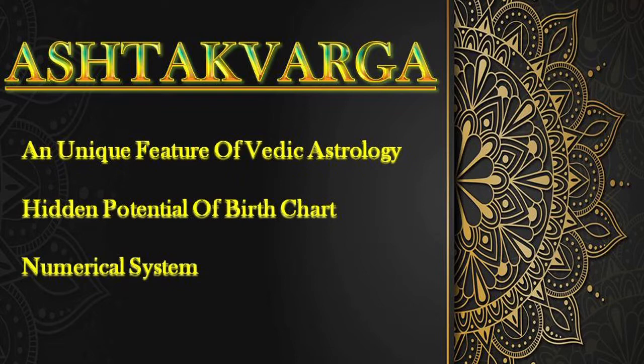The word Ashtakvarga itself is a combination of two words. Ashta meaning 8, and Varga here means division or distribution. So, this is a simple numerical system using the natural numbers. And anybody can learn this concept, even if you are not an astrologer.